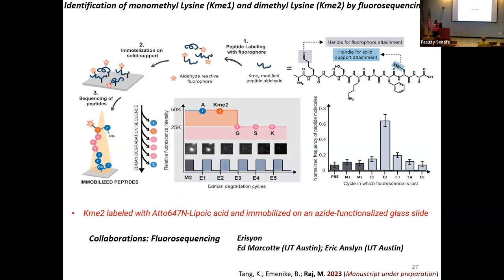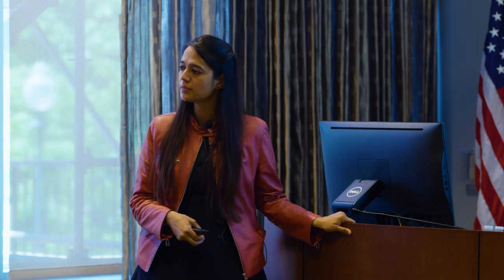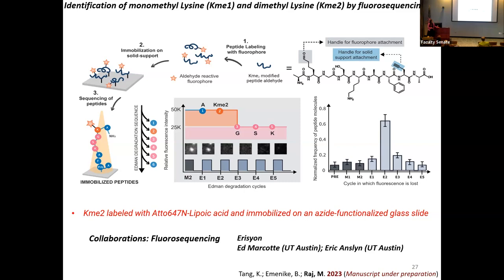This is also some data I want to show you, that we have already tested our probes on fluorosequencing, which clearly shows that our method works really well in fluorosequencing technology. By using this method we were able to identify the position of these post-translational modifications on proteins, because whenever you see a change in the signal, for example here you see fluorescence, here there is no fluorescence, that tells us that the position is number 2, because after the second position we stop seeing the fluorescence, and that is the place where the modification was made. So it works really well, and we are collaborating with companies like Erisyon, which is a startup company based on fluorosequencing technology, as well as the founders of the fluorosequencing technology.